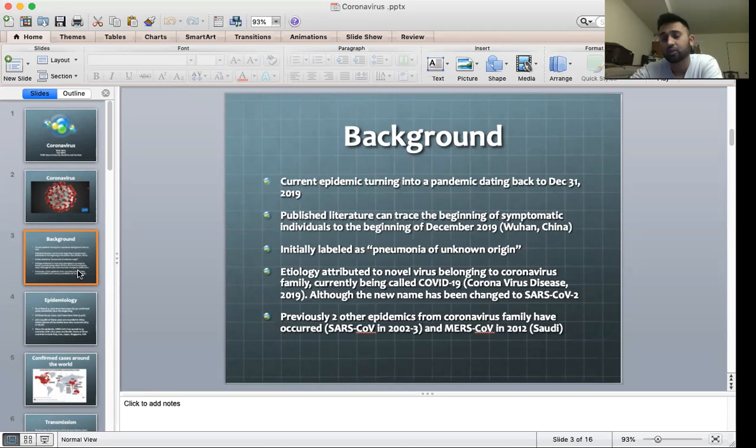Currently they're calling it COVID-19, which stands for coronavirus disease 2019. But the taxonomical groups got together. They're currently changing the name from COVID-19 to SARS coronavirus 2. The reason they're doing that is because when they look at the genetic composition of the virus, it's about 89% similar to the SARS epidemic that happened back in 2002 and 2003. And I think it's about 82% similar to the MERS, which is a Middle Eastern respiratory virus, which happened in 2012 in Saudi.